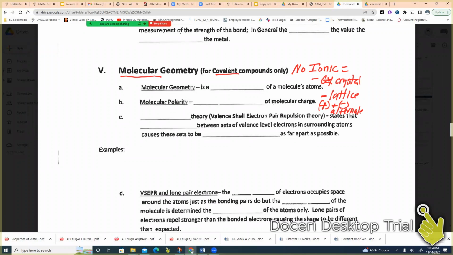Yeah, like a lattice work. So geometry is how elements that are bonded have different shapes, because it's not just all going to be straight or linear. All right. Part of my notes.